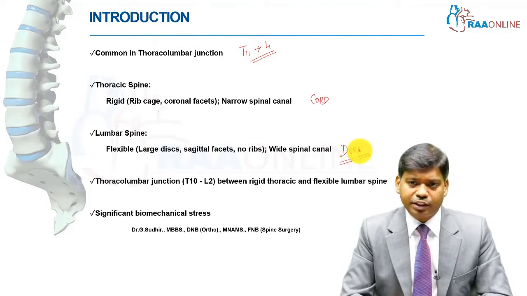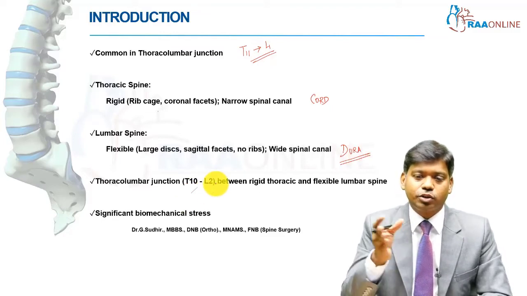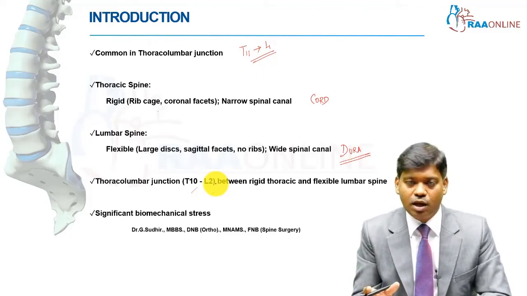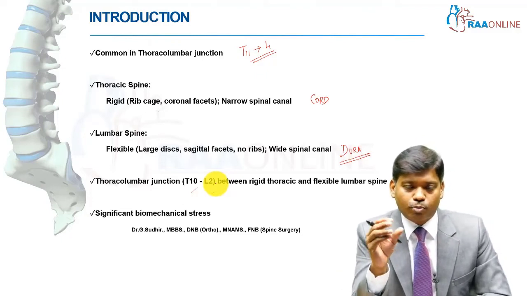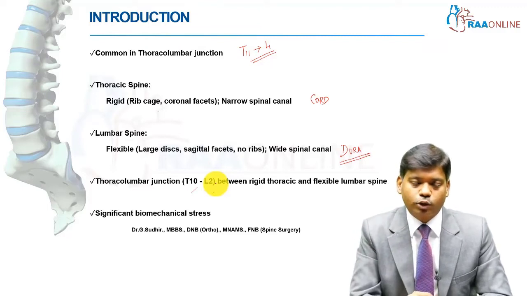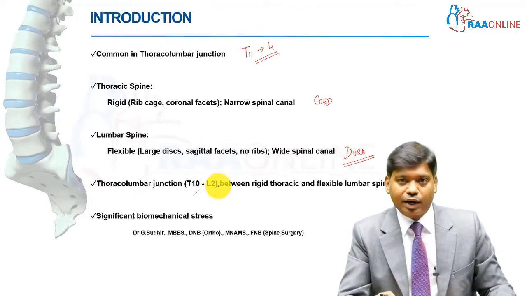The thoracolumbar region is mainly T11 to L1, but it can extend from T10 to L2. It is a transitional zone between the rigid thoracic and the flexible lumbar spine. And there is a significant amount of biomechanical stress happening at this junction, and that is why thoracolumbar fractures are very common between T10 to L2, or especially between T11 and L1.